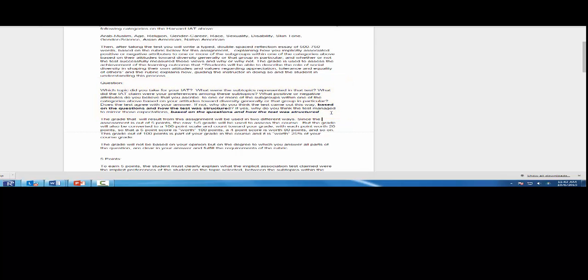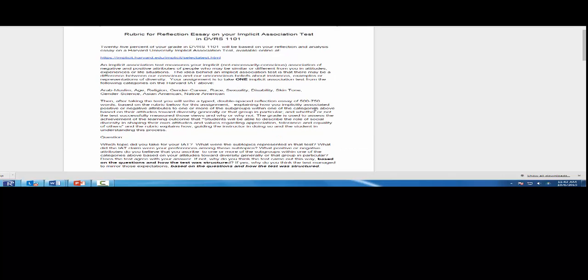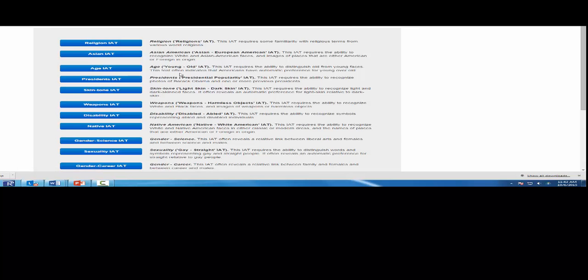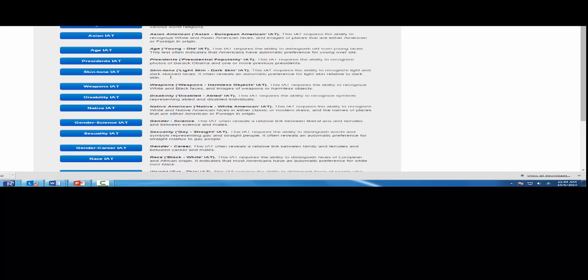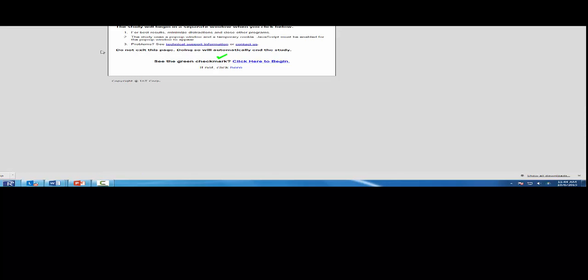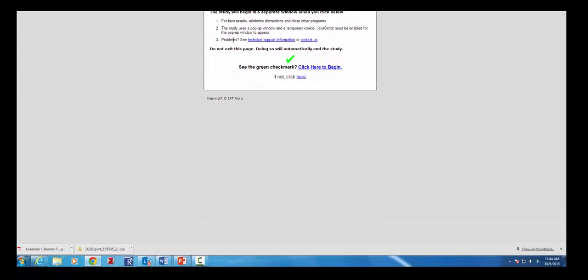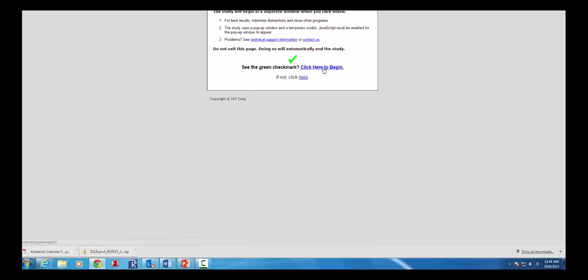Now that seems abstract, possibly confusing, but here's the way to make it seem clear. First of all, go to the implicit instruction test. Click on the link. You will then see these categories. They are the categories I just identified. You will choose one of the categories. Now let's suppose you took the category age. You click on age, and then you follow the instructions. Click here to begin.